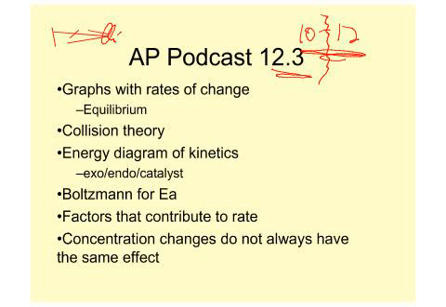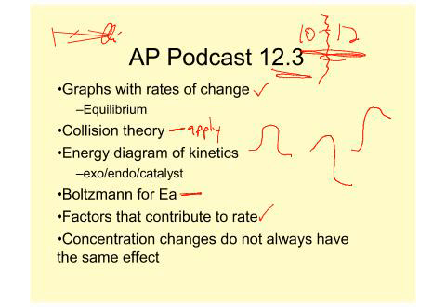The first thing we're going to do is look at graphs with rate of change. So basically we're doing a bunch of graphing interpretation that goes along with it. Collision theory we already mentioned, just want to reinforce it again, and we're going to apply it a little bit later. And then energy diagrams of kinetics, that's the little hill that you remember from way back when. Boltzmann diagram, remember that's the temperature and the number of particles things for activation energy. Factors that contribute to the rate, we're going to talk about those things, and of course relate them back to the collision theory. And concentration changes do not always have the same effect, and why.